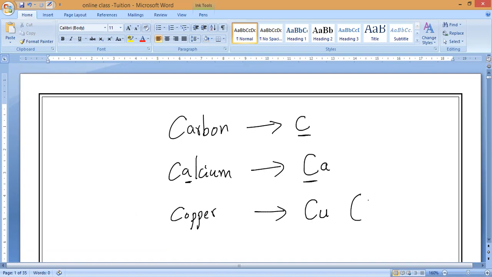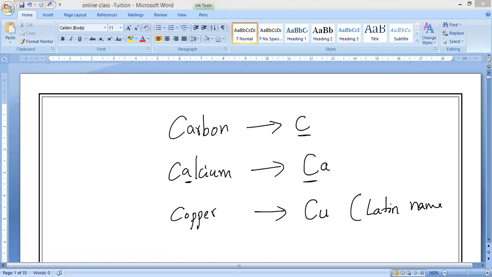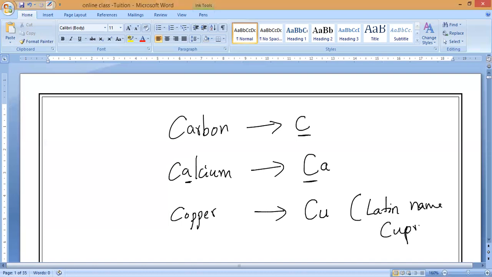Copper's Latin name is cuprum. Yes, we have taken the Latin name of copper, that is called cuprum, C-U-P-R-U-M. So what are the first two letters of the Latin word? Cu, sir. We have taken it as Cu.